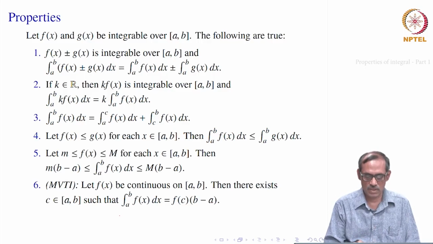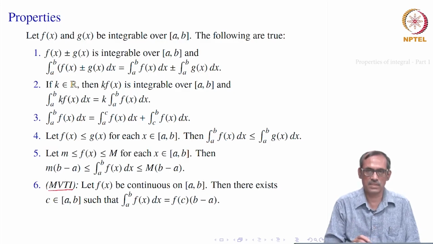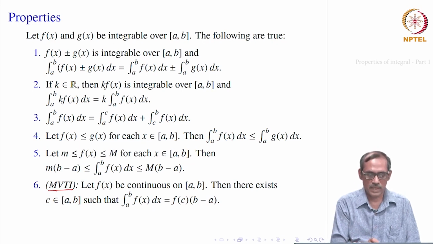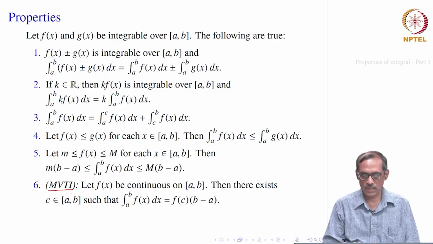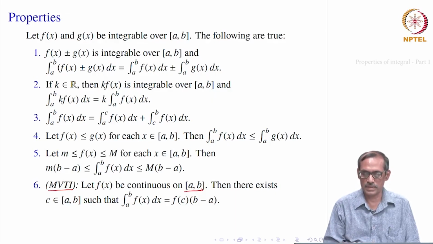Now, the next property is not so obvious looking. It is called the mean value theorem for integrals, just like our mean value theorem for differentials, which we just write as the mean value theorem. Here we have the mean value theorem for integrals. Assume that f of x is a continuous function on [a, b]. Then it is integrable, of course, we know that, but its integral will satisfy something else. Its integral can be expressed as f of c times b minus a for some c.